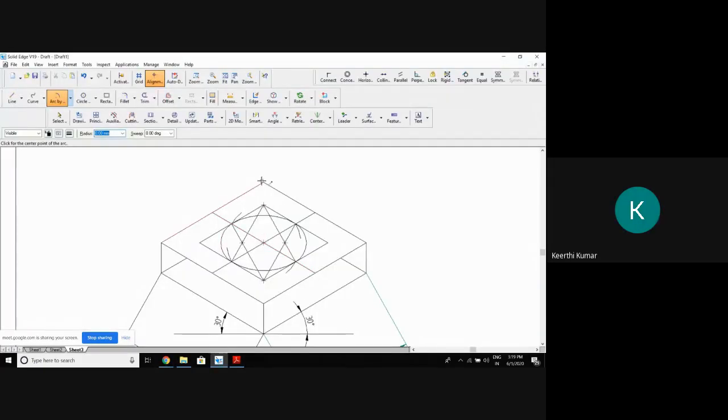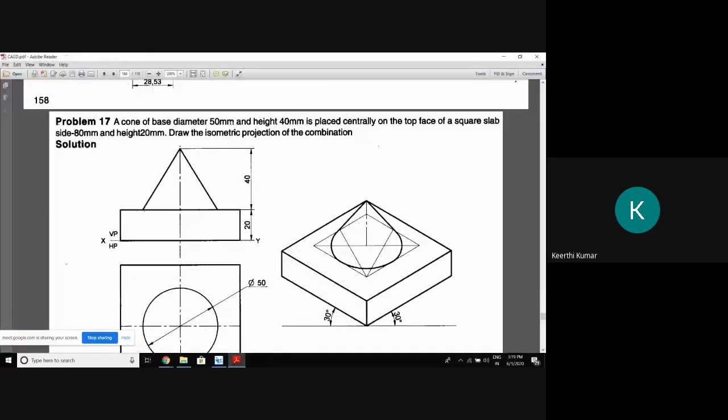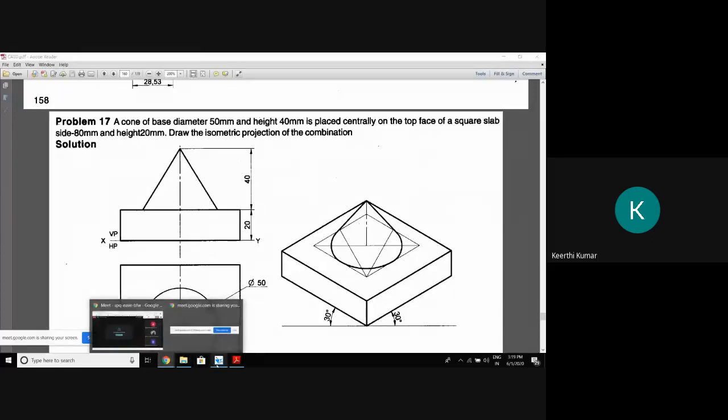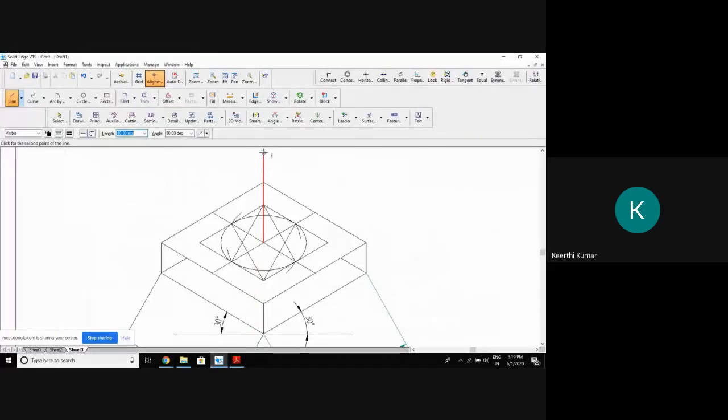Then what I'll do, I'll draw a height. What is the height of the cone required? He is asking 40. So draw the line equal to 40 into 0.8164. If it is 60, draw the line 60 into 0.8164. If it is 20, draw the height equal to 20 into 0.8164. Now I'll stick to the problem. That is 40 into 0.8164. So I'll draw a vertical line.